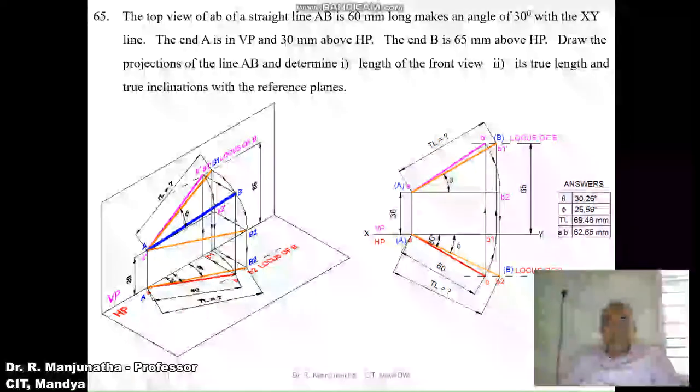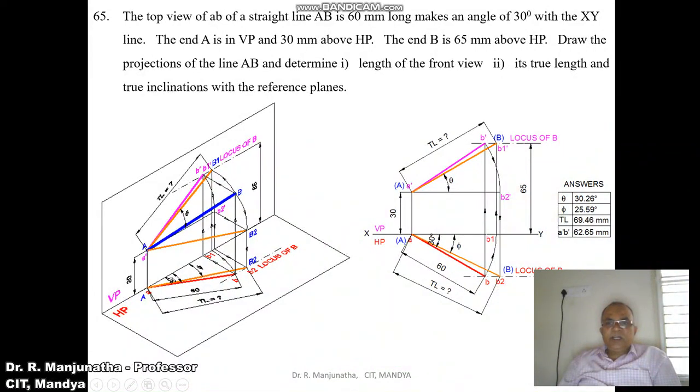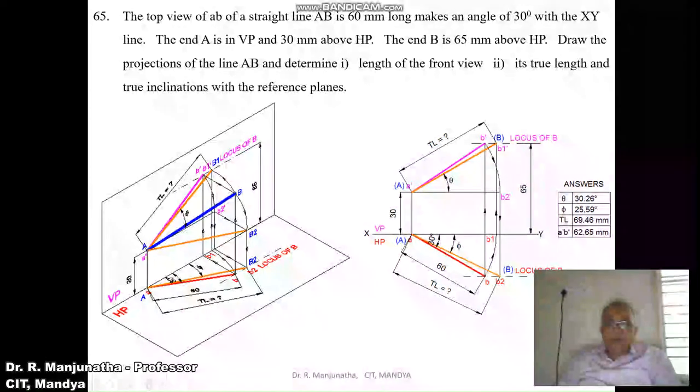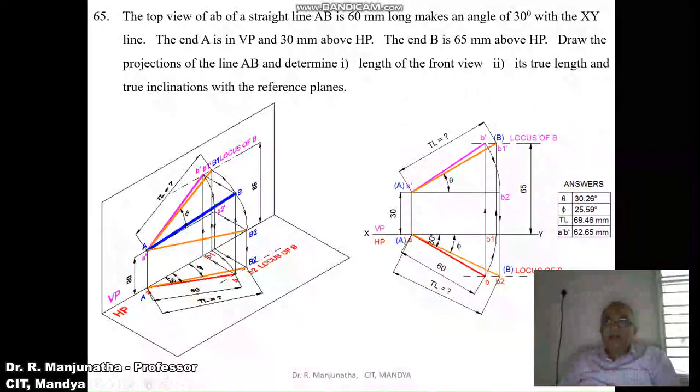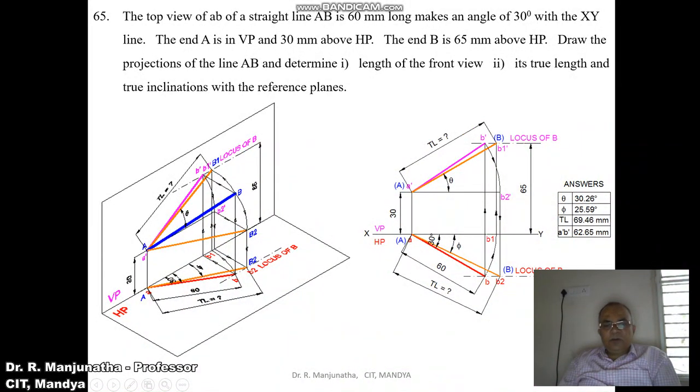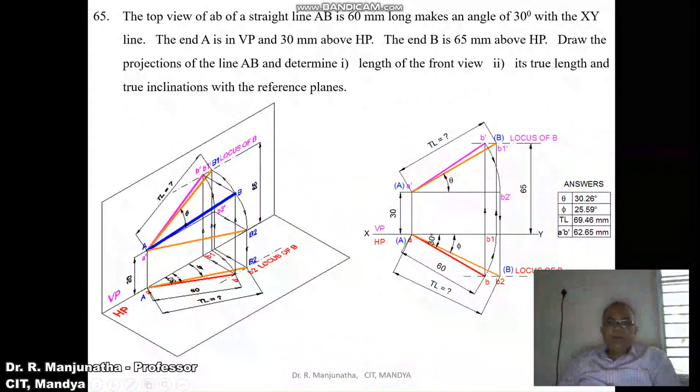Once the line is parallel to HP, you draw a vertical projector from B2 dash to the locus of B in the top view such that it cuts the locus of B in the top view, and you mark this point as B2. Then join A B2 with a little bit thicker line than the XY line. So this will be the true length of the line which is inclined to VP.